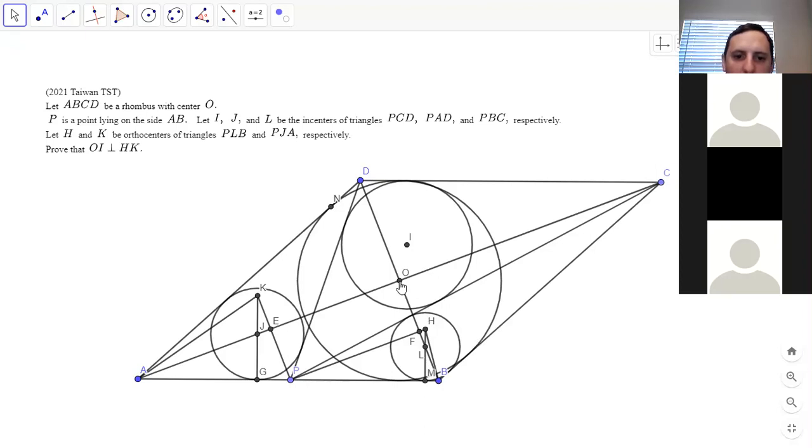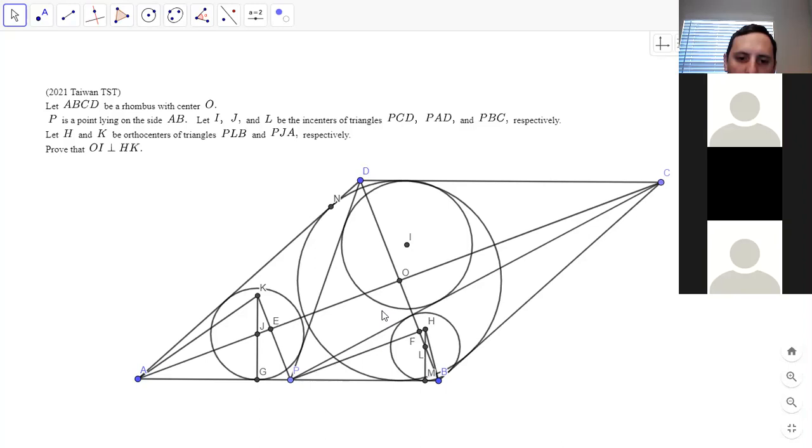So yeah, that's interesting. O is the center of this circle, and I is the center of that circle. We have a bunch of homotheties, right? A homothety at A takes this circle to this circle. Maybe we could even use Monge's theorem because A is the intersection of the common tangents of these two, and B is the intersection of the common tangents of those two.